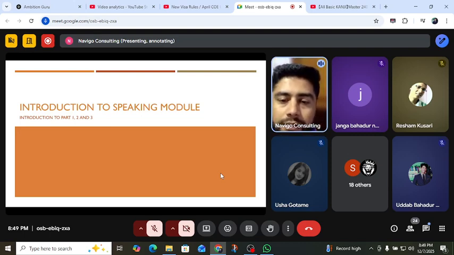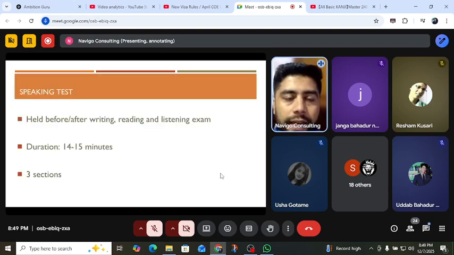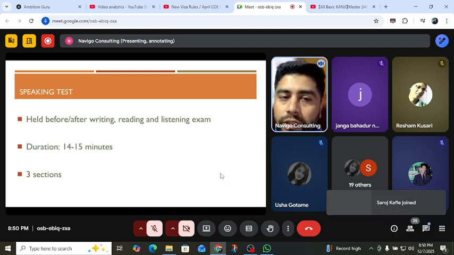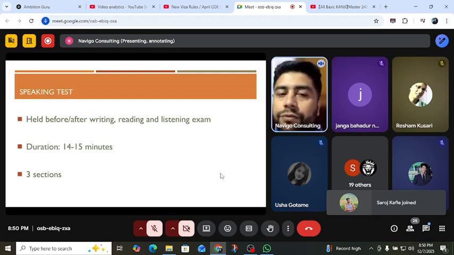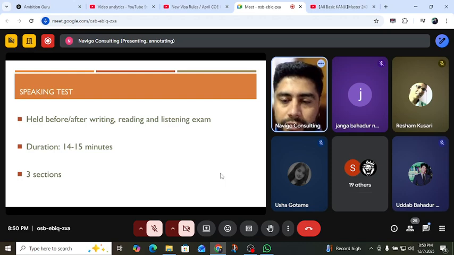There are three parts in speaking section, and the speaking test is held before or after writing, reading, and listening exam. So if you are giving IELTS on paper, it is held before or after. But if you are giving IELTS on computer, it's held on the same day. The duration is 14 to 15 minutes. You're going to get three sections. Okay, the examination is short.